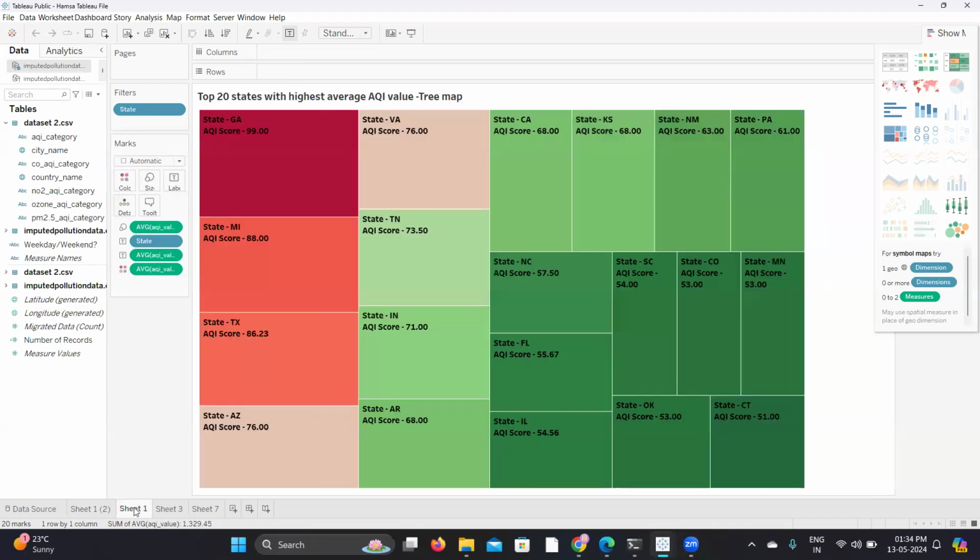So next we have another tree map, which includes the highest average AQI, and which includes the various air pollutants, including carbon monoxide, nitrogen dioxide, and other elements. Here we have given the marks which calculate the average, which shows the state. Same as before, it's indicated from red to green. The color gradient is from red to green.